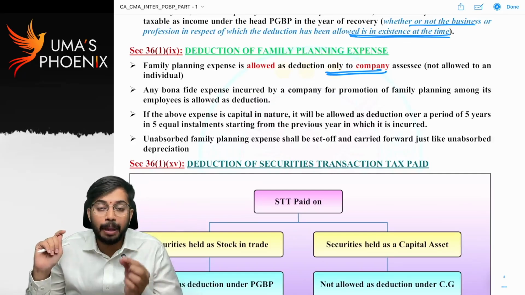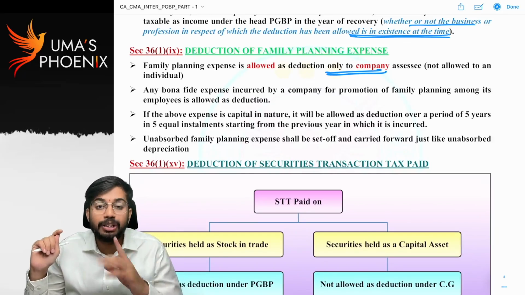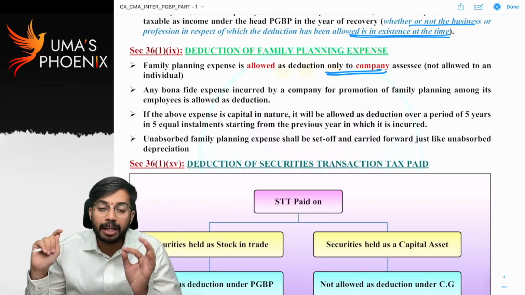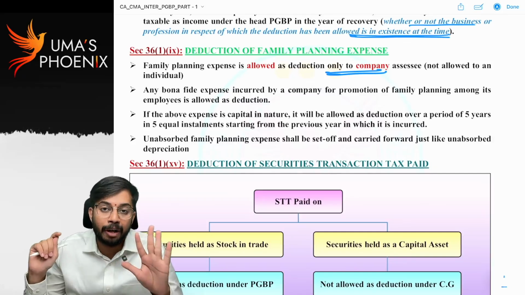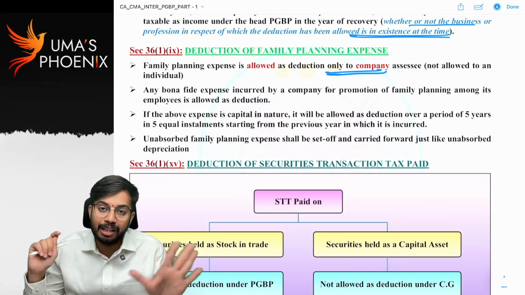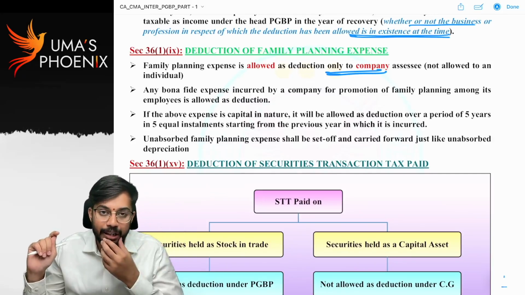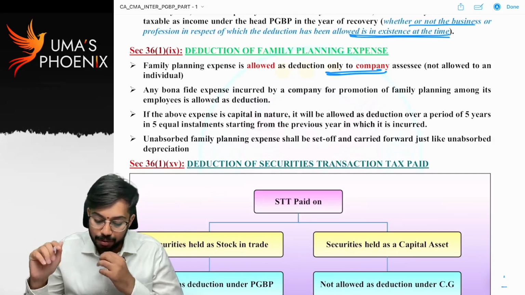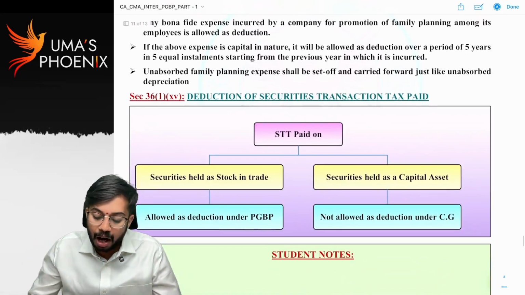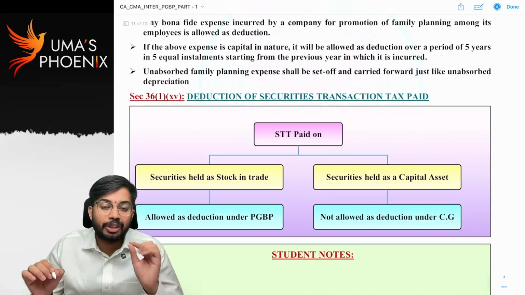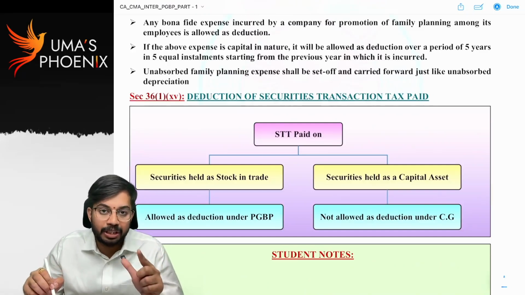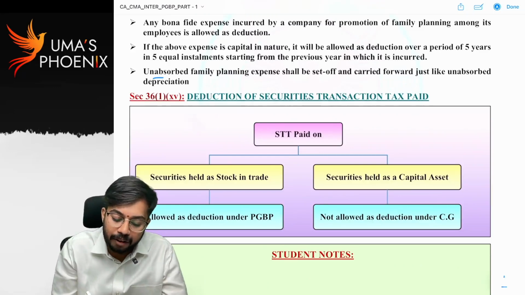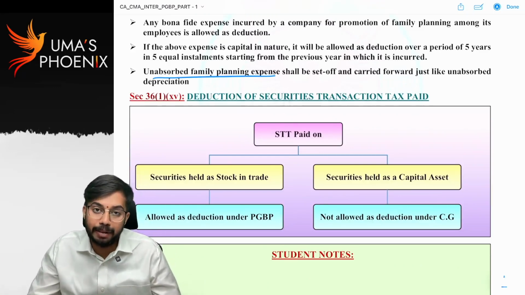With regard to family planning expenditure, not only revenue expenditure, capital expenditure is also allowed as deduction. But capital expenditure is allowed as deduction over a period of 5 years in 5 equal installments, just like VRS expenditure. Is it clear? And whatever the tax treatment for unabsorbed depreciation is there, same tax treatment is also there for unabsorbed family planning expenditure.